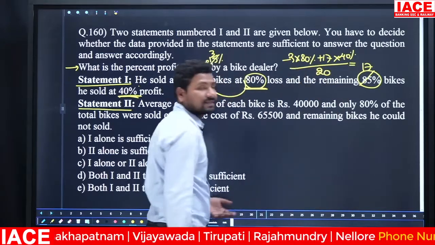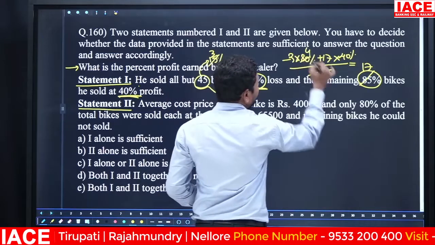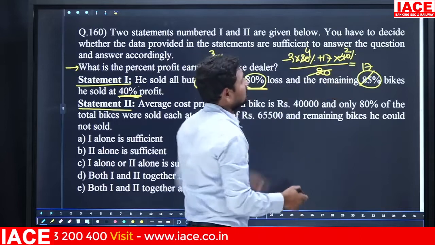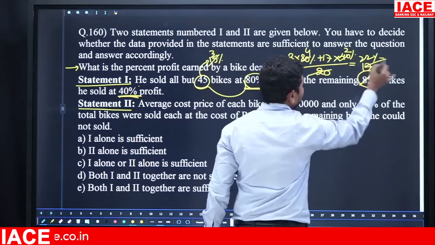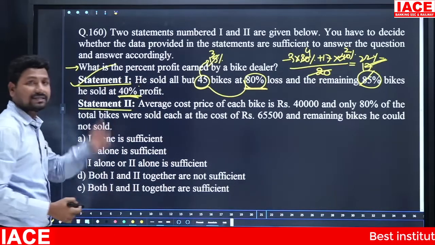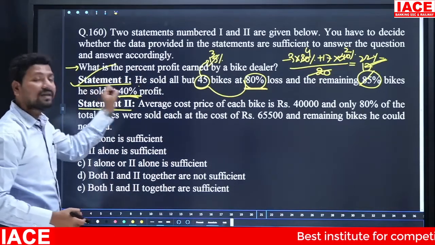The loss means you will get a minus. 4 3s are 12, 17 2s are 34. 34 minus 12 is equal to 22%, a positive number. It is equal to how much percentage profit? 22% profit with statement 1. Statement 2 is not required, and statement 1 alone is giving an answer.